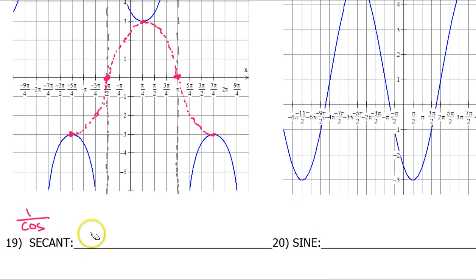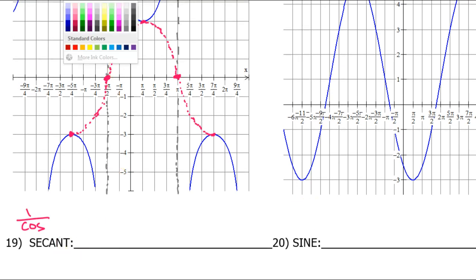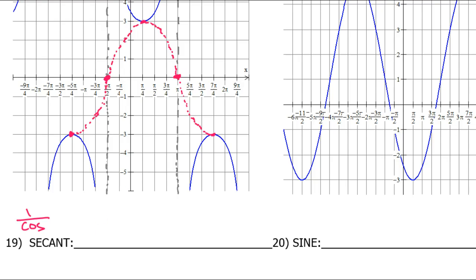There's a couple things I need. First of all, my a value. I'm just going to keep it pink, or red, whatever you want to call it. The a value is going to come from the amplitude of my cosine function. See how it is going up 3 and going down 3. So the amplitude is 3. However, see how this is an upside down cosine function? Looking at this period, it's upside down. So that means that my a value is going to be -3. So I'm going to say -3 secant. And then whatever happens next.